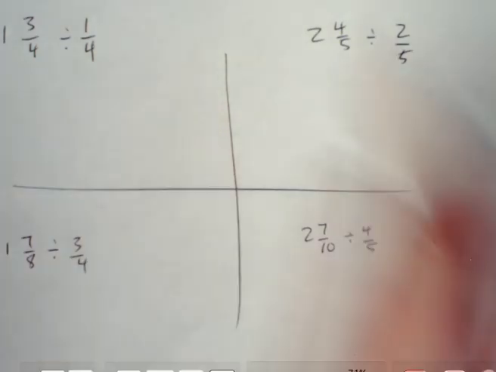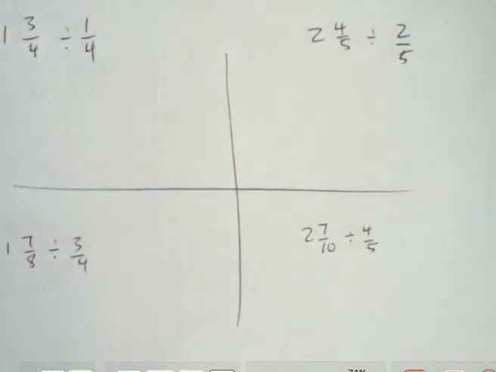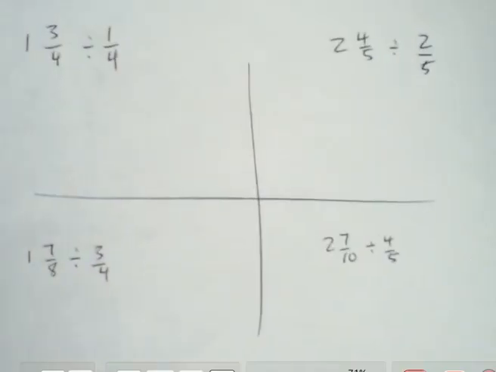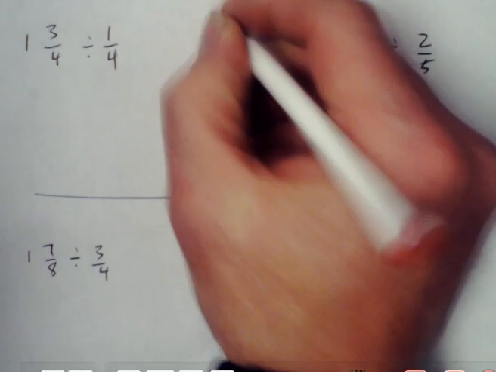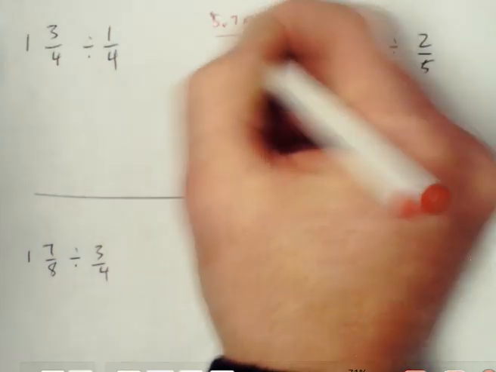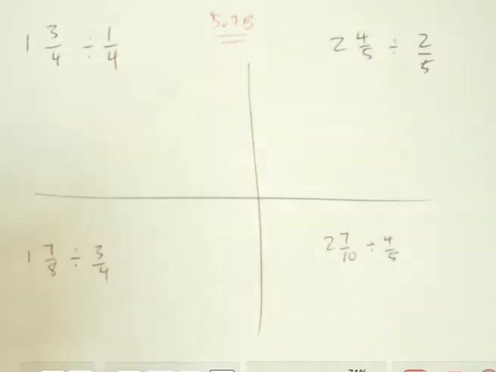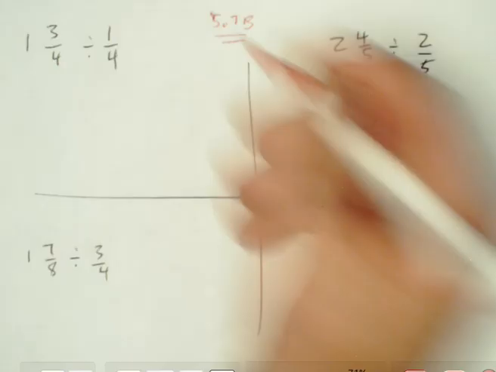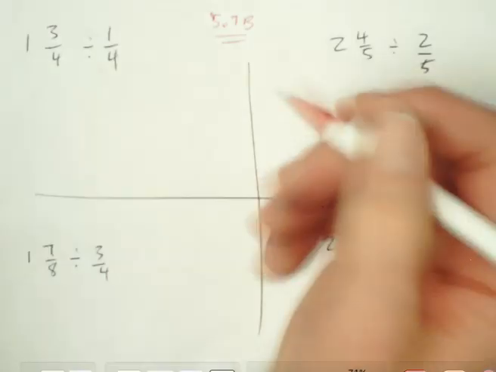Hey, good evening. We're going to work on 4 problems here today on target 5.7b. This is dividing mixed numbers. It's 5.7b. That's a regular 6th grade target. If you would like more information, you can watch the video in the Chapter 5 playlist, 5.7b.